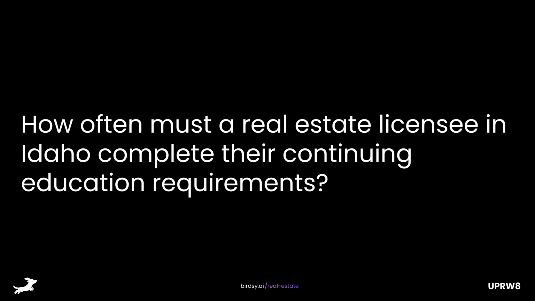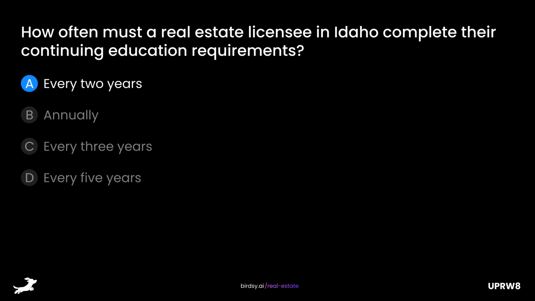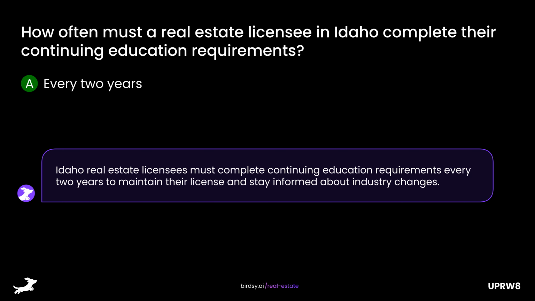How often must a real estate licensee in Idaho complete their continuing education requirements? Is it A, every 2 years, B, annually, C, every 3 years, or D, every 5 years? The answer is A, every 2 years. Idaho real estate licensees must complete continuing education requirements every 2 years to maintain their license and stay informed about industry changes.